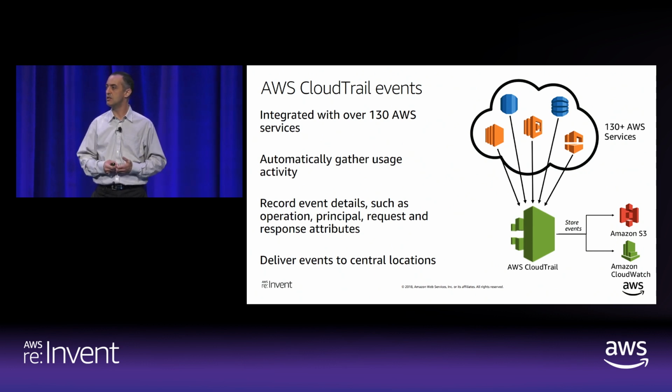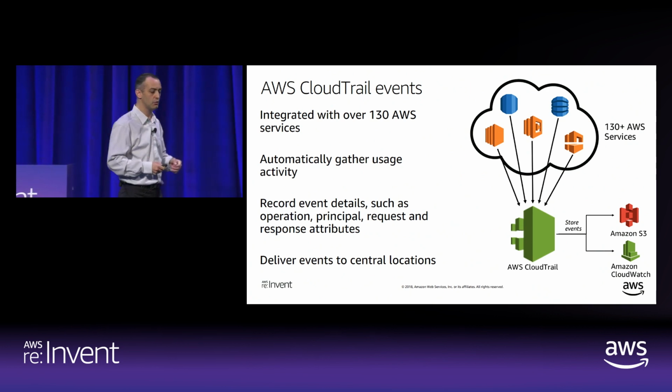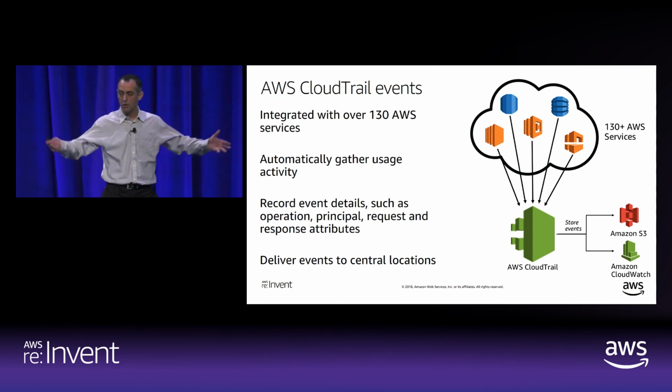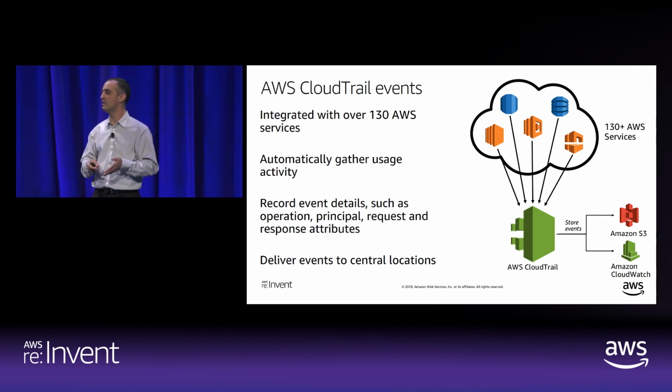CloudTrail gathers information from over 130 AWS services at present, and that list continues to grow. CloudTrail also automatically collects this activity. There's nothing you really have to do other than just setting up the initial configuration. And once all this information is pulled from these individual services, it's brought into a central location so you can access it and use this as a single source of truth.